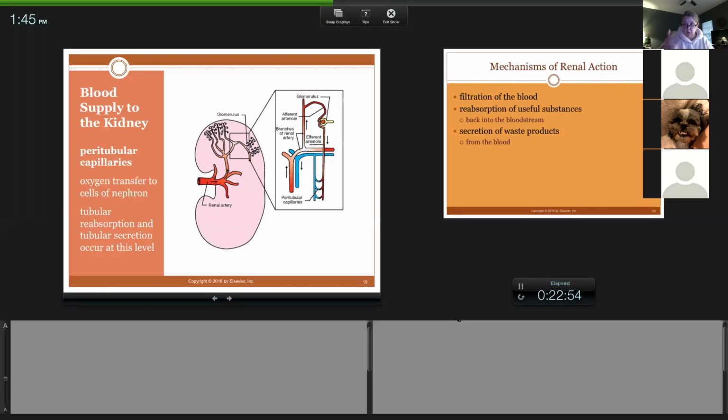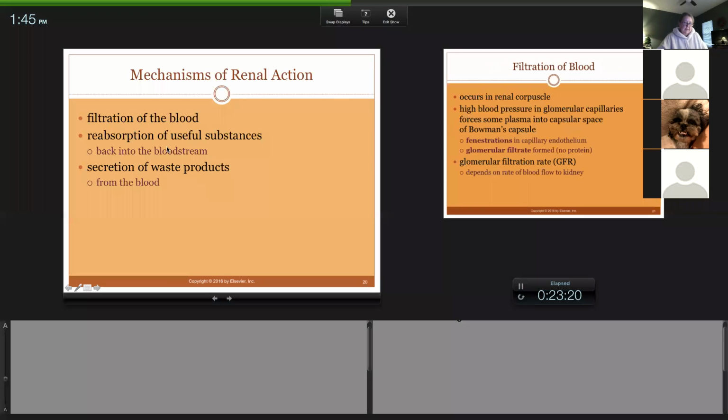And then that CO2 goes from the peritubular capillaries to a renal venule, which is right here, to the renal vein, and then the renal vein is going to leave the kidney and hook up with the vena cava. So that's the blood flow. Since we've been doing that, that's what I'm explaining. So what happens inside the kidney?